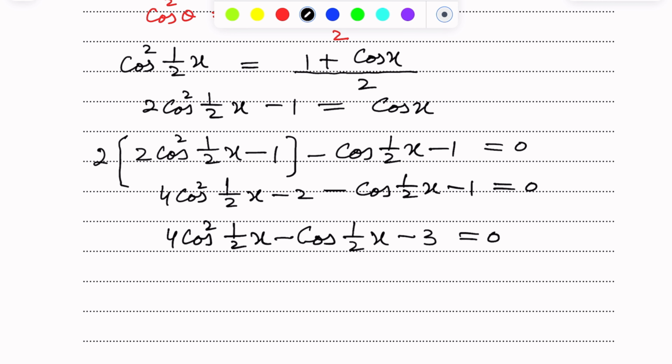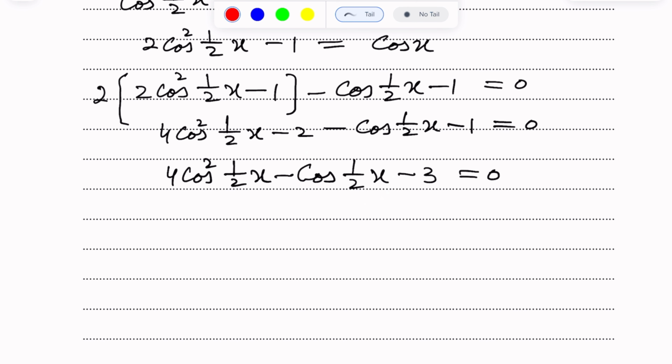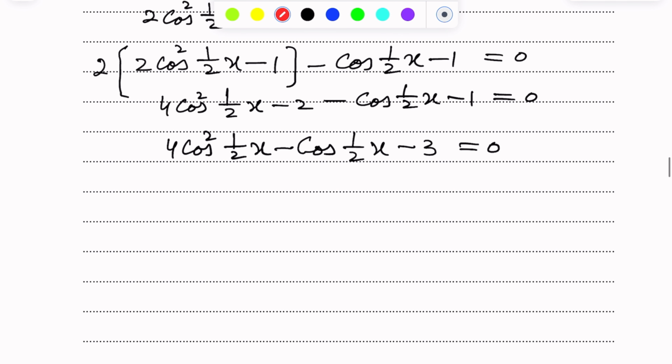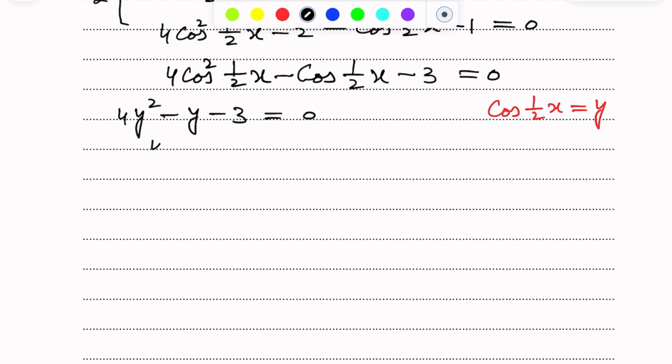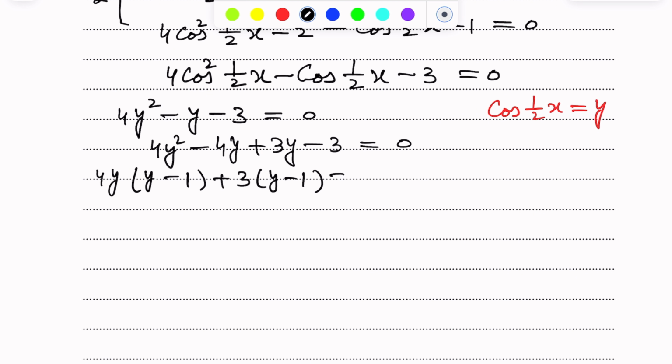Now this is a quadratic equation in cos (1/2)x. We are making a suitable substitution here. Let cos (1/2)x is equal to y. Now we will write this equation as 4y square minus y minus 3 is equal to 0. Factorizing this equation: 4y square minus 4y plus 3y minus 3 is equal to 0. 4y is common, y minus 1, plus 3 common, y minus 1 is equal to 0.